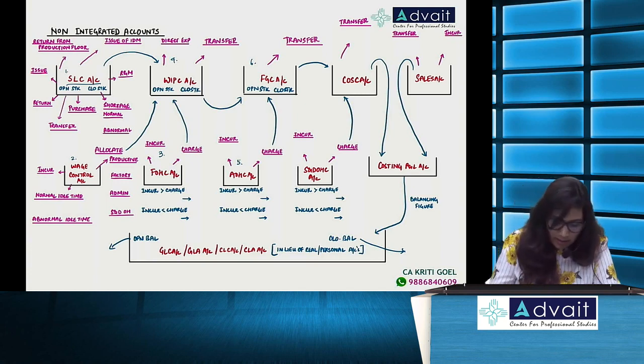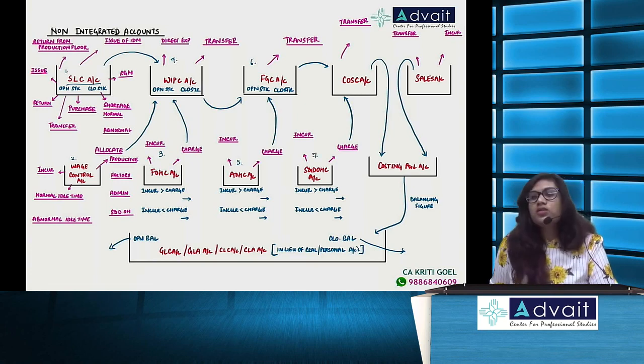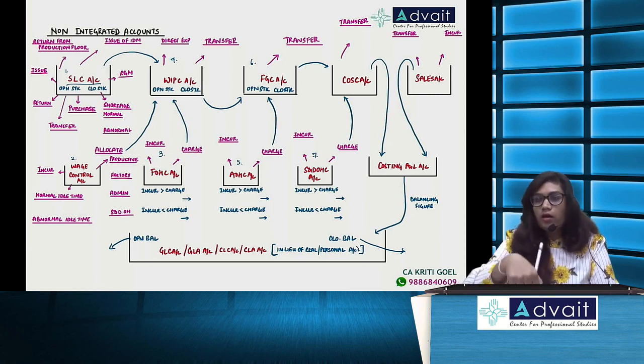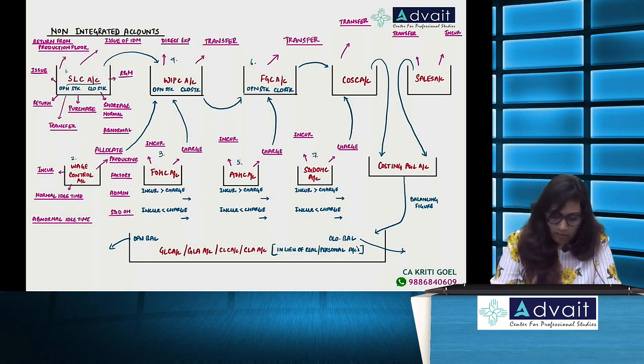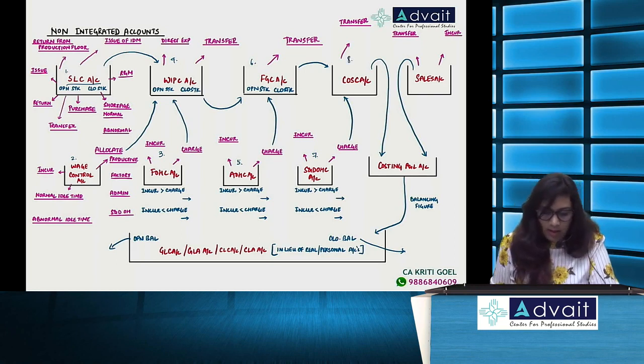Correct? Then my 7th account is selling and distribution overhead control account. So all my selling overheads will be routed via S&D OH. Finally, I have my cost of sales control account.